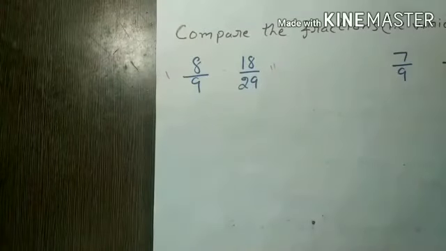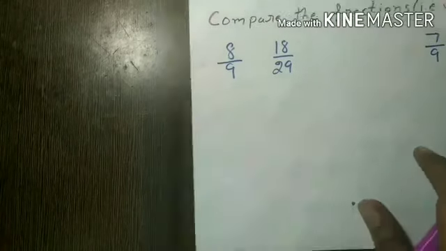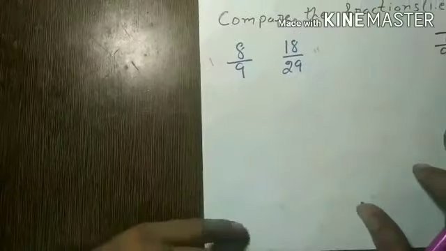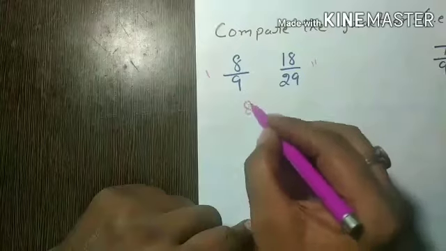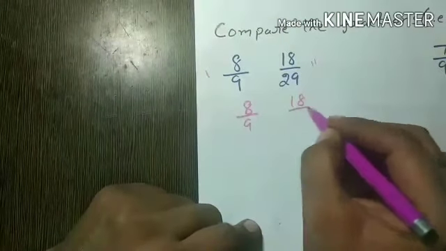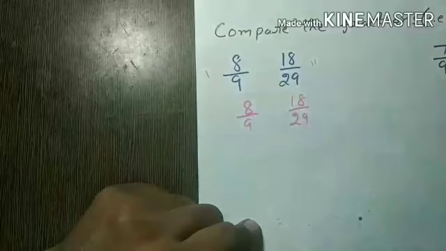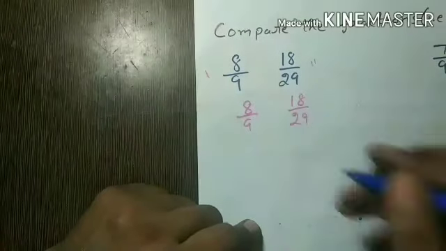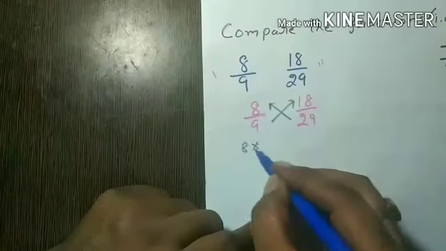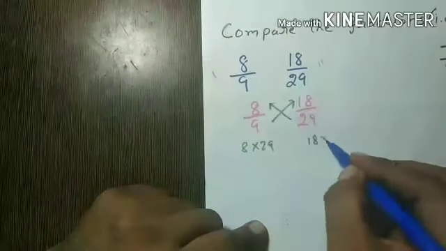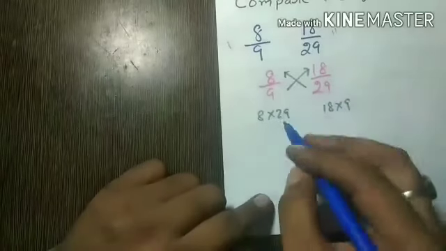This is the visual approximation of the comparison of fractions. Now let us check, is it true or not? Now I am going to explain the method. Firstly, you will write all the fractions. It means 2 fractions. After that, you will make the cross. It means you have to apply the cross multiplication. You will multiply 8 by 29 and 18 by 9. Let us see whose answer is more.